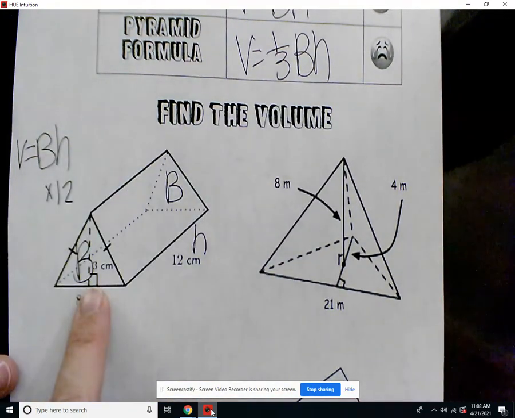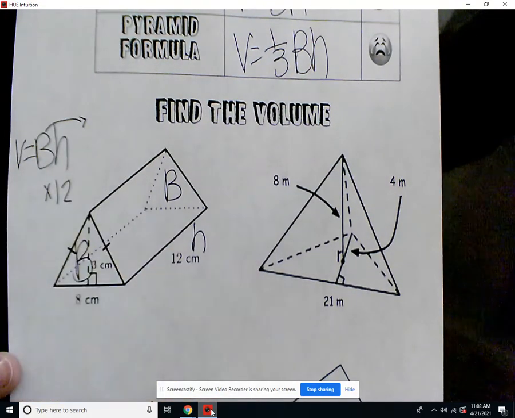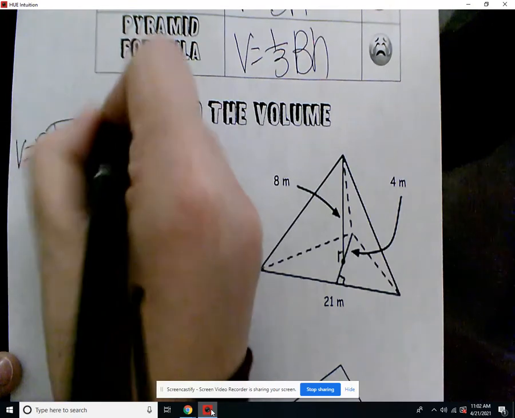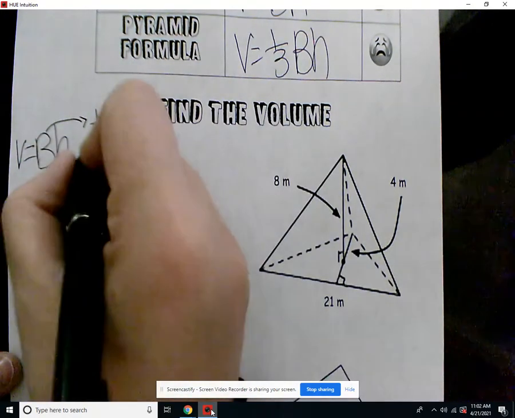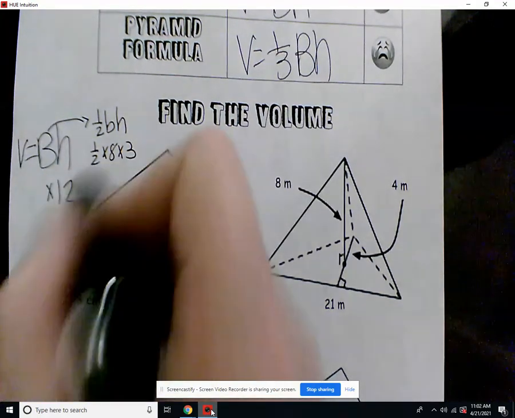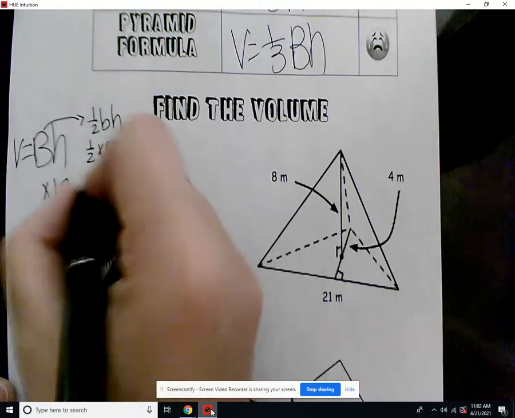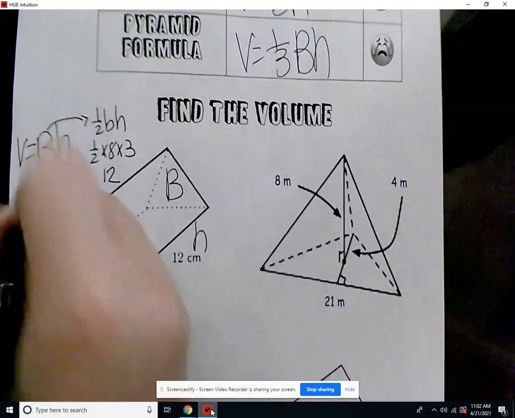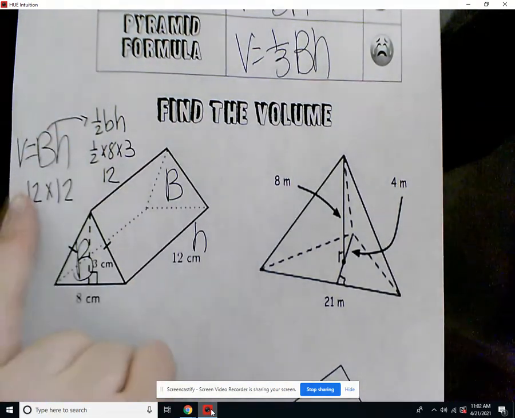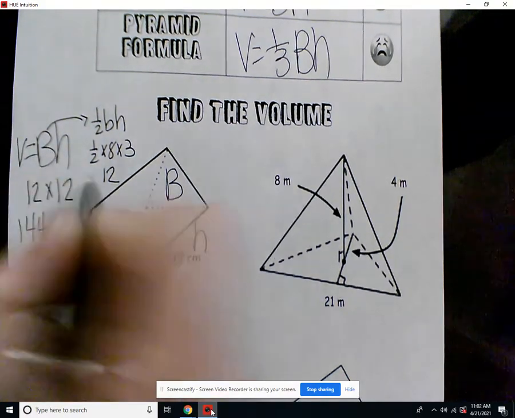Now we're going to find the area of our base. So for this, since it's a triangle, we're going to do 1/2 BH. And on our triangle, we have 8 and 3. So we're going to multiply 8 times 3 is 24. Divide that by 2 for the half, which is 12. And then we're going to do the area of our base times our height. So 12 times 12, which is 144.